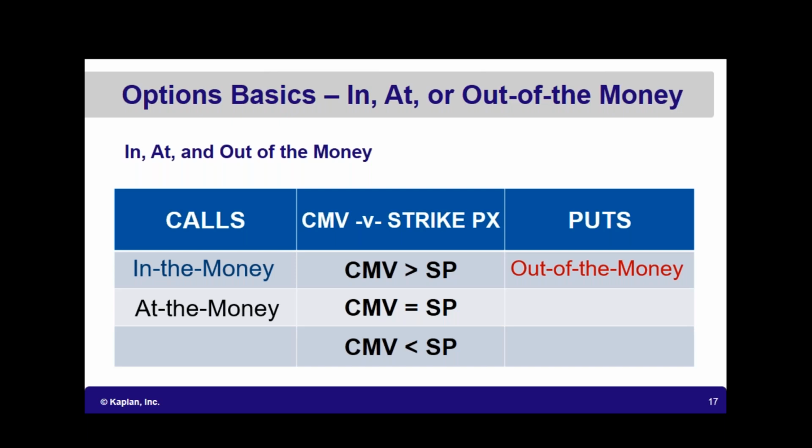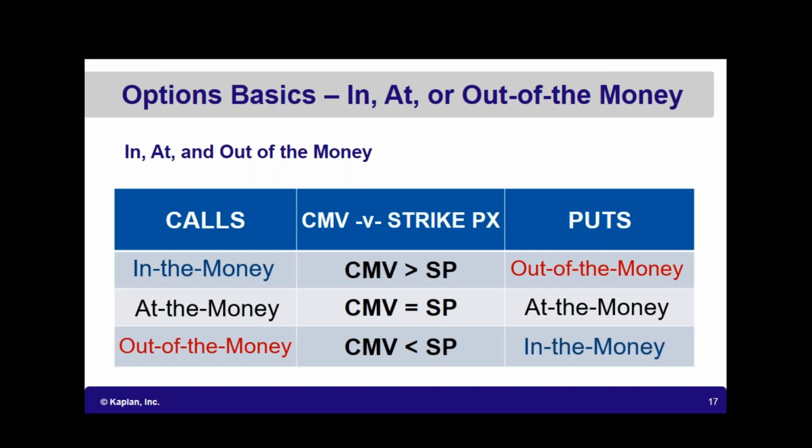Now, if the current market value equals the strike price, both calls and puts are at the money. Of course, when the current market value is below the strike price, calls are out of the money, but puts are in the money. Okay?